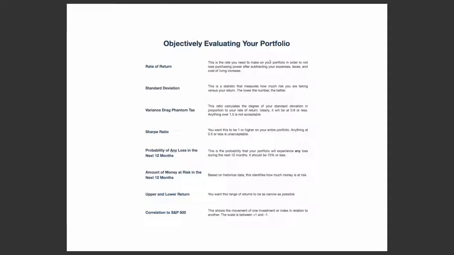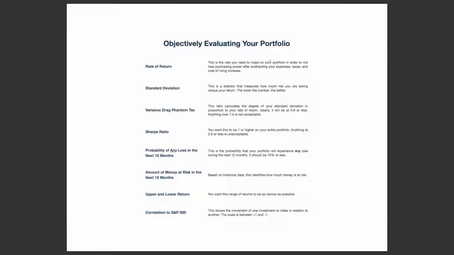You can't just have a standard deviation. If you ask your financial advisor what is a good standard deviation, you can't answer that unless you're doing it in comparison, and in relationship, I should say, to your rate of return. Your variance drag phantom tax is that number that you will get by comparing your standard deviation in relationship to your rate of return. You want it to be 0.8 or lower. You want your variance drag to be 0.8 or lower, and you don't want anything above 1.5%. You want your Sharpe ratio, which is a well-known statistic, to be 1 or higher.